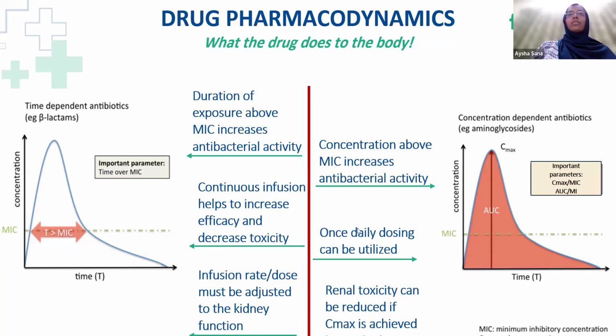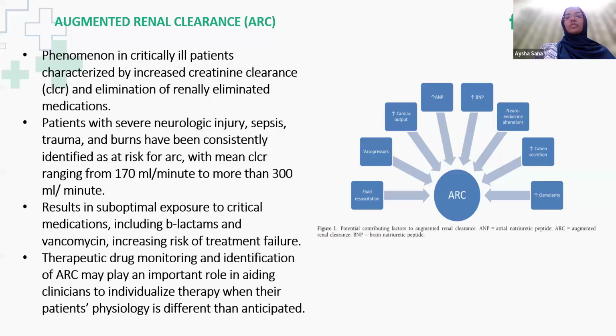Next is a concentration-dependent antibiotic. That is, the concentration of the drug above the MIC increases antibacterial activity. So for this, once daily dosing can be utilized. Renal toxicity can be reduced if the Cmax is achieved by a single dosing. That is the concept of pharmacodynamics.